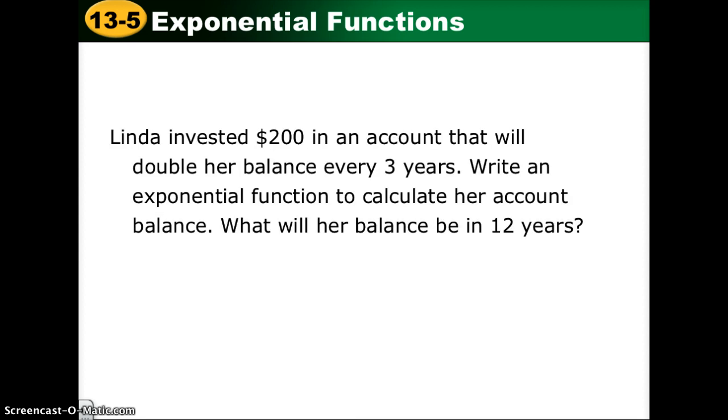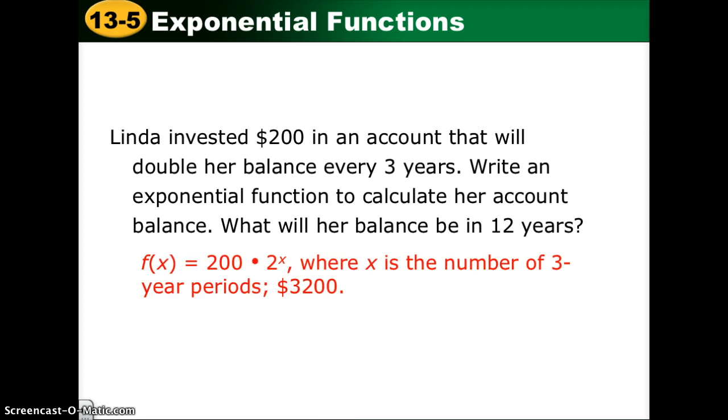Linda invested $200 in an account that will double her balance every 3 years. Write an exponential function to calculate her account balance. What will her balance be in 12 years? So as an equation, 200 is her starting amount, or A. 2 would be what we would put for the common ratio because it's doubling every 3 years. And x is the number of 3-year periods. So x is not 12, because 12 is the total number of years. X would be 4 because you will have 4 3-year periods in that time frame. So take 2 to the 4th times 200, and you get $3,200.